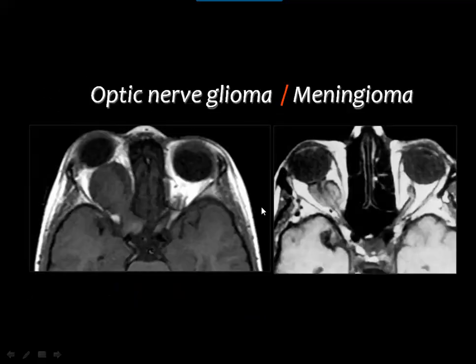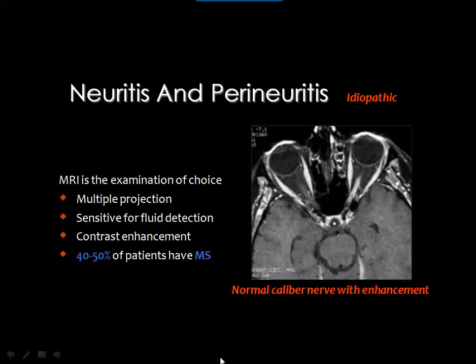This is the difference between glioma and meningioma. In meningioma, you can see the fibers of the optic nerve through the tumor, while in glioma you cannot see them. But please note that this is not a fixed rule, and sometimes you are not able to appreciate the fibers of the optic nerve within the meningioma. Then you go to the clinical findings, and also you see the age of the patient and the other manifestations.